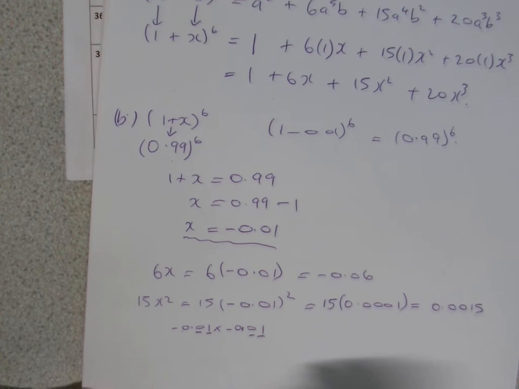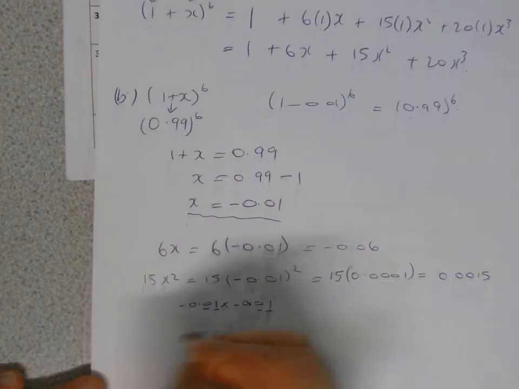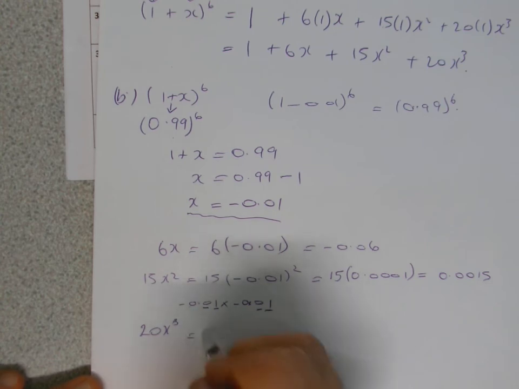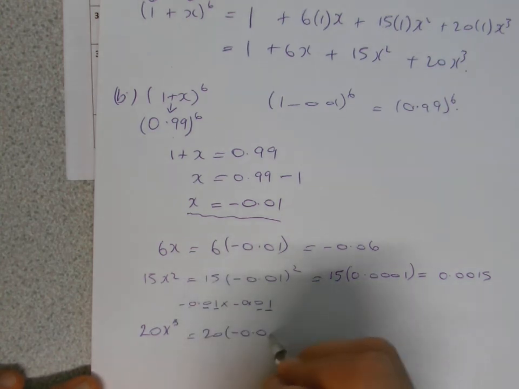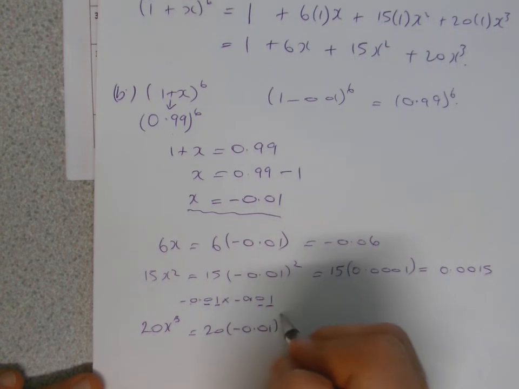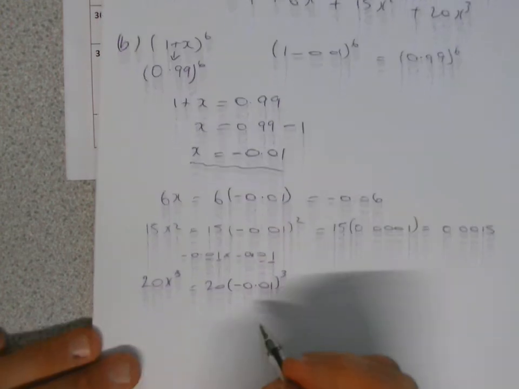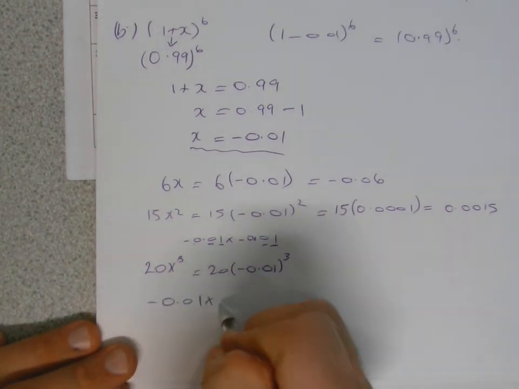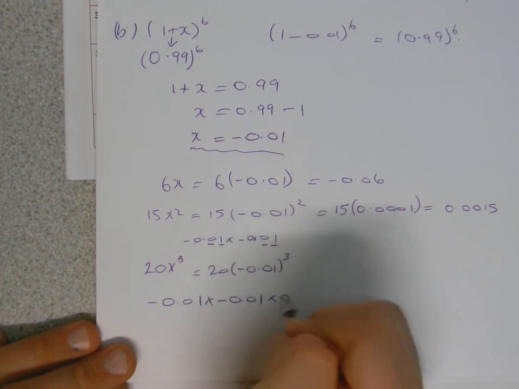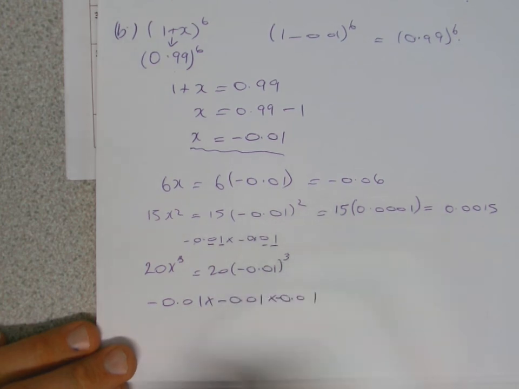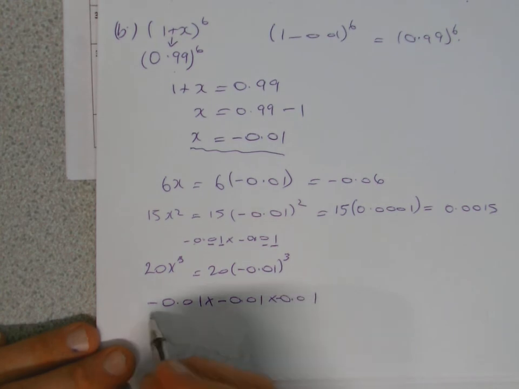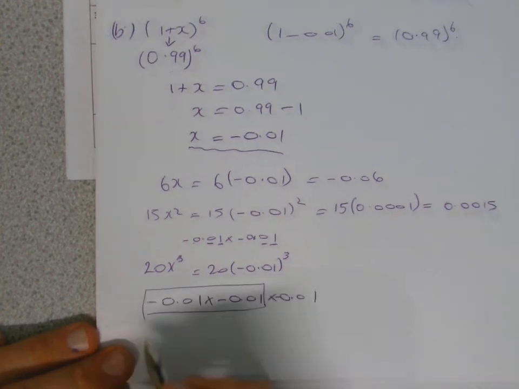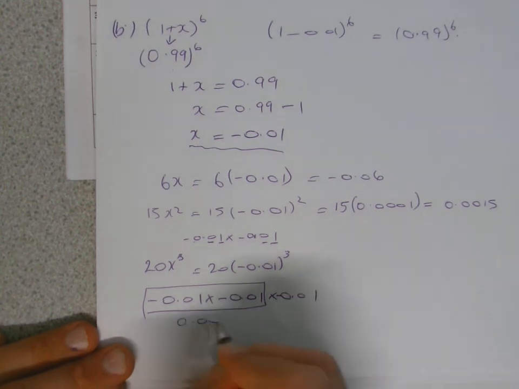Then the last one, you've got to cube it. So we've got to work out what 20x cubed is, in other words 20 times negative 0.01 cubed. When you work out negative 0.01 cubed, that will be negative 0.01 times itself 3 times. What's good is we actually know what this is already: we worked out before that it is 0.0001.